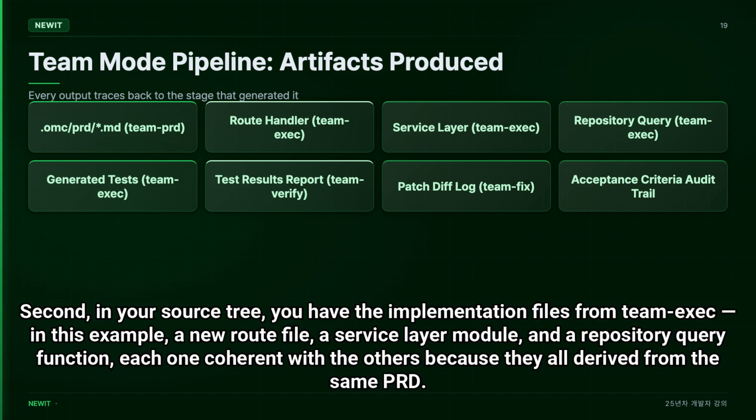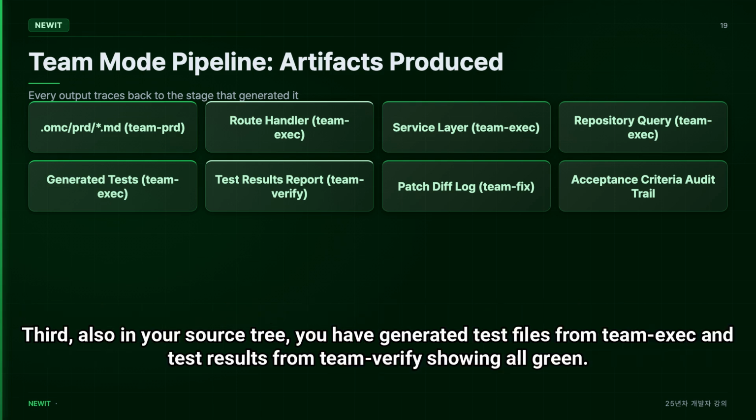Second, in your source tree, you have the implementation files from Team Exec, in this example, a new route file, a service layer module, and a repository query function, each one coherent with the others, because they all derived from the same PRD. Third, also in your source tree, you have generated test files from Team Exec and test results from Team Verify showing all green.